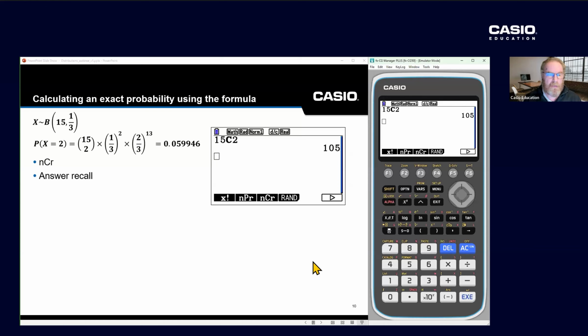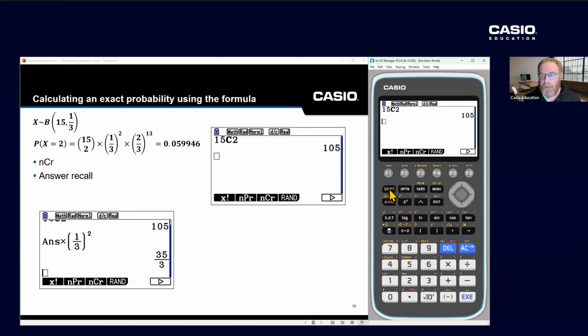So I'm going to recall the answer and then multiply. So I can use answer, that's the last calculated value, and then I'm going to multiply it by a third. So I can use the fraction template, and I need to square that. Oops, hang on, get it right, squared. Okay, I can calculate. So I get my improper fraction.